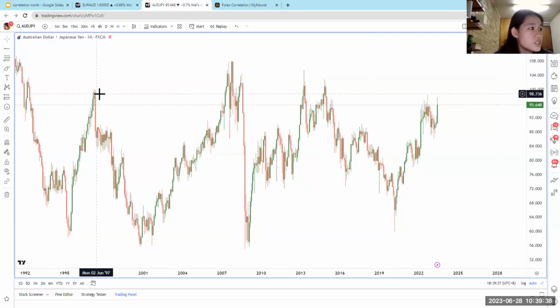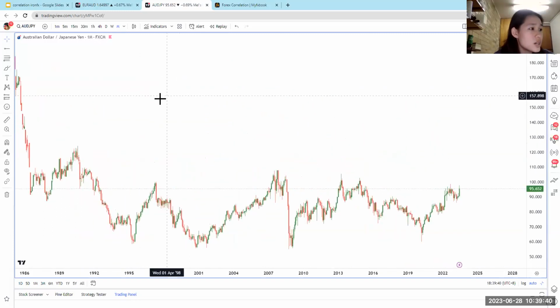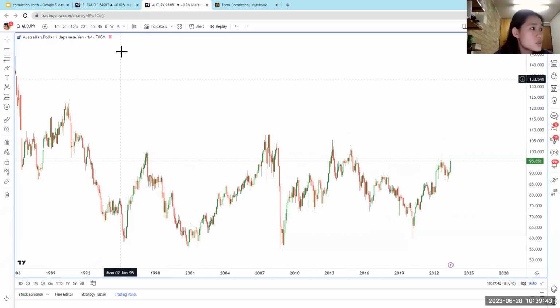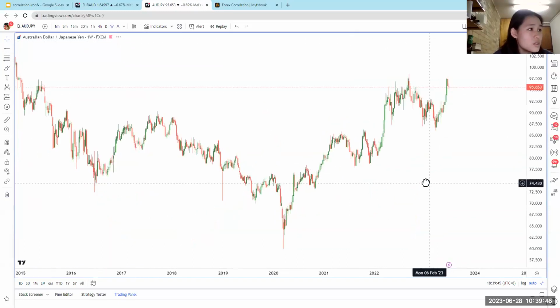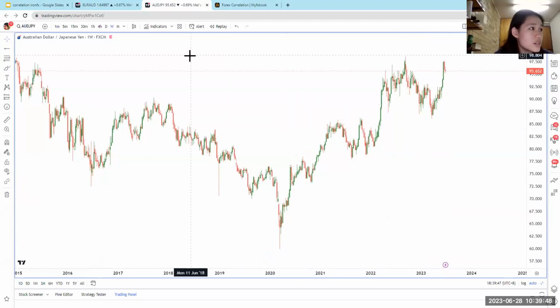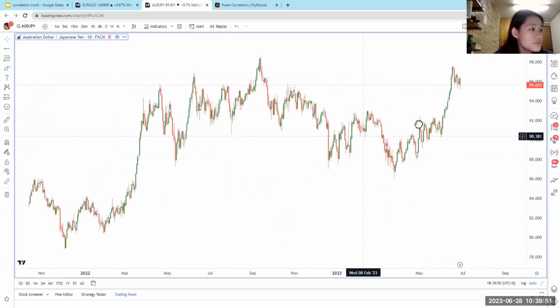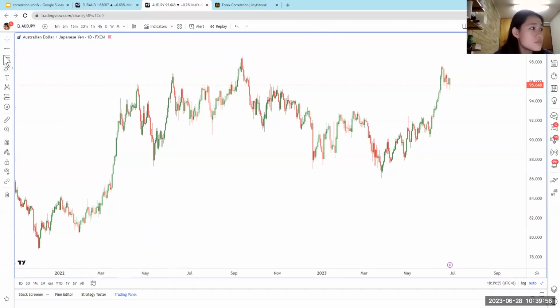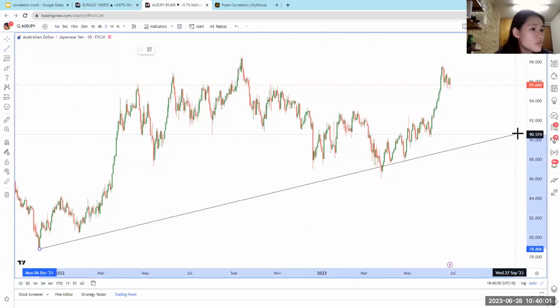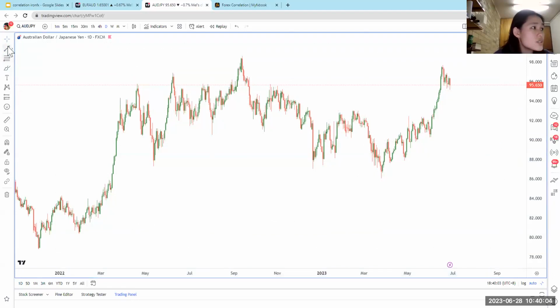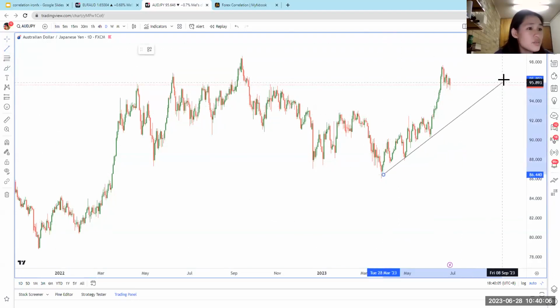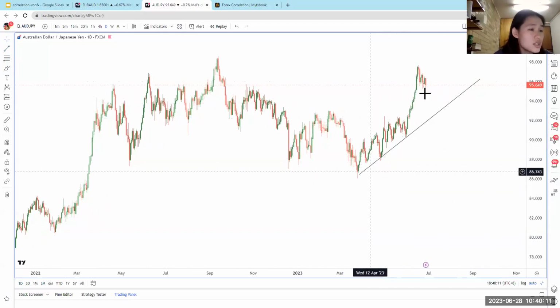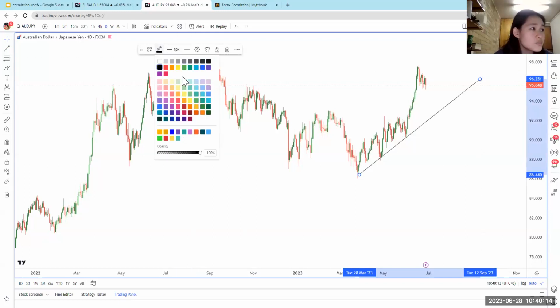Okay, prices are kind of ranging on our monthly time frame. And on our weekly time frame, prices look like they're heading upwards. Okay, daily time frame as well, general direction is upwards. Okay, so first things first, we're going to see if we can find any trend lines or trend channels. Here I have a bit of an ascending trend line.